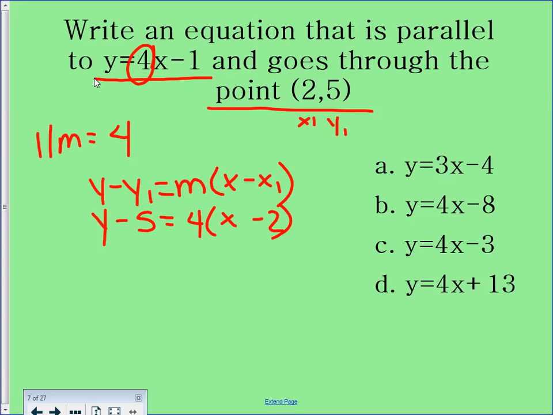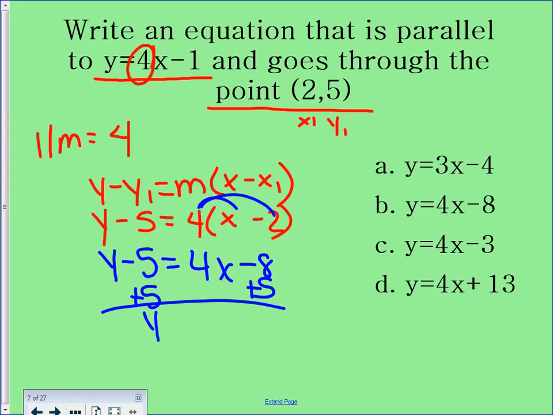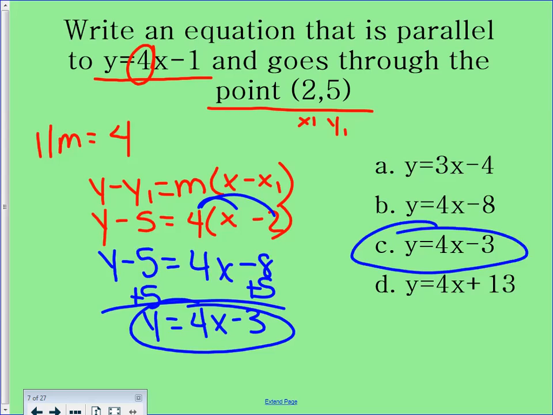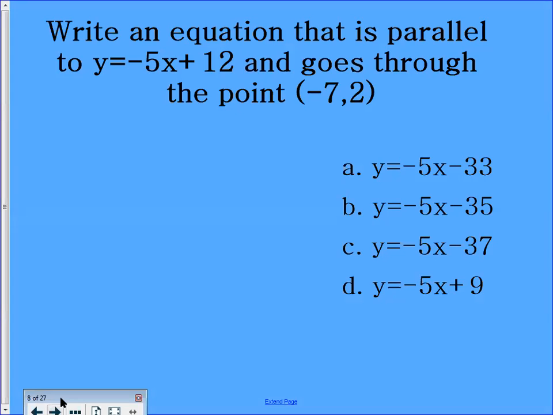All right, so if I was changing this to slope intercept, I would distribute my 4 to get y minus 5 equals 4x minus 8. I need y alone, so I have to add 5 to both sides. I get y equals 4x, -8 plus 5 is -3. So there's my equation, and that matches answer choice C. Okay, why don't you guys pause the video and see if you can do this one on your own.